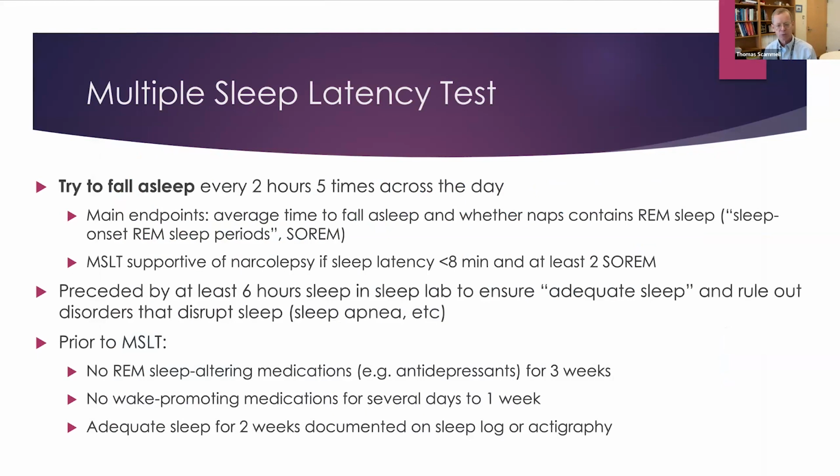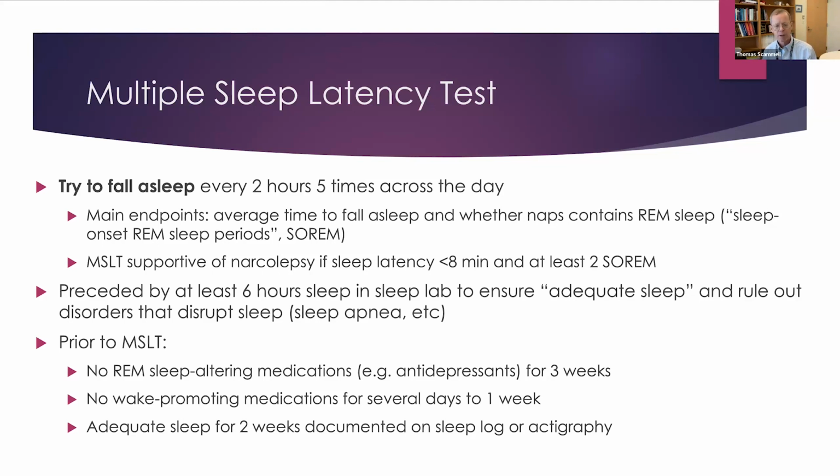Generally, if you're woken in the sleep lab at 6 or 7 in the morning, the first one will be at like 8, then 10, noon, 2, and 4 across the day. Each one of those is a 20-minute opportunity to try to fall asleep. The technician will measure how quickly you fall asleep and whether the naps contain REM sleep. Those are referred to as sleep onset REM periods, or SOREMs. As I mentioned earlier, the multiple sleep latency test is considered consistent or supportive of narcolepsy if the sleep latency is less than 8 minutes and there are at least 2 naps containing REM sleep.